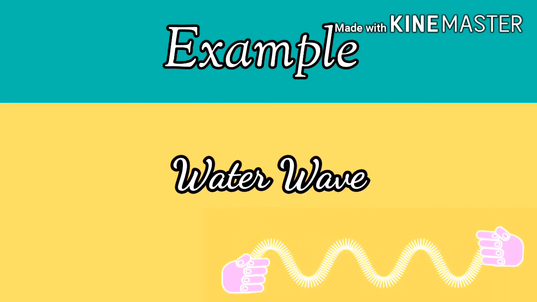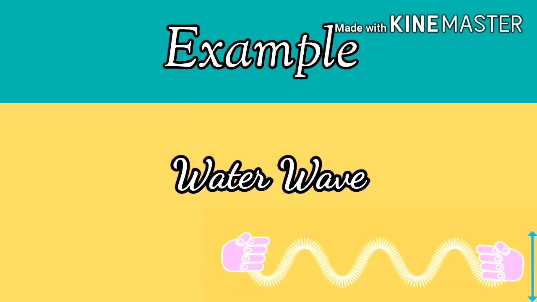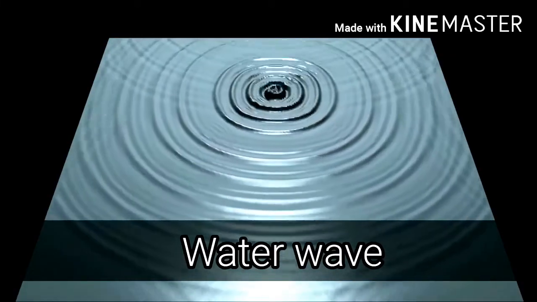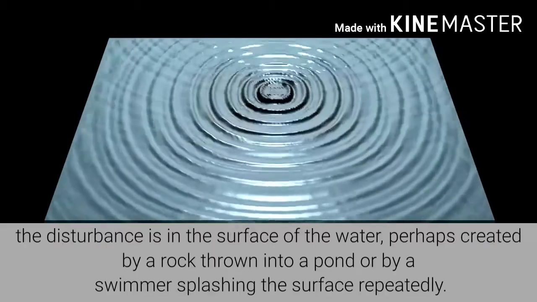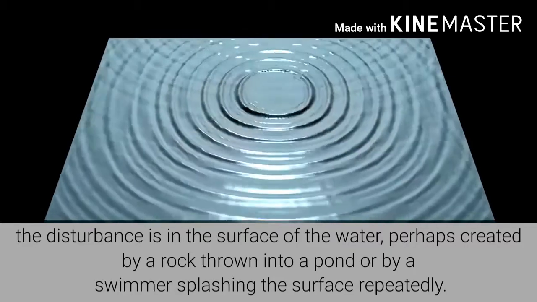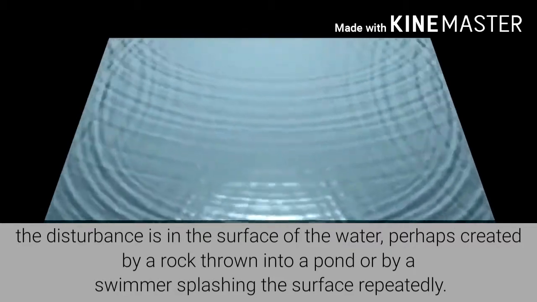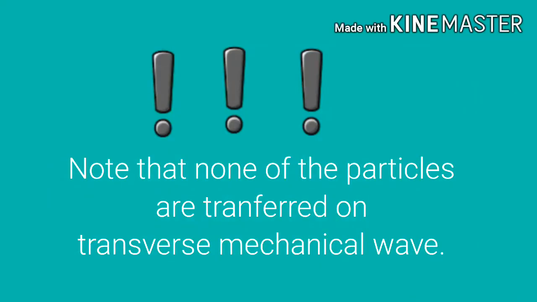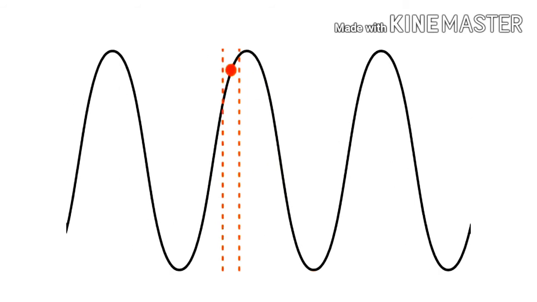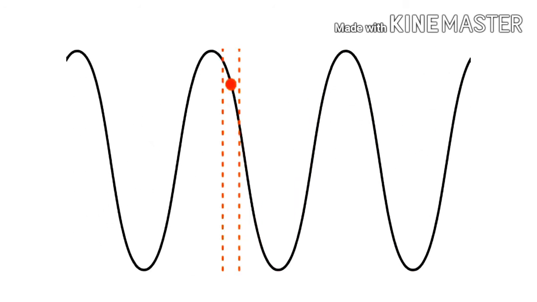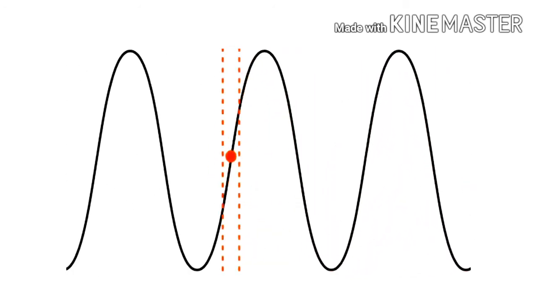An example of it is the water wave. Now I want you to observe the movement of the water. You will observe that as the object hits the surface of the water, there is a continual disturbance that creates a wave crest. The disturbance is on the surface of the water, created by an object. We must always remember that none of the particles are transferred in a transverse mechanical wave. Instead, they move up and down, perpendicular to the direction of the wave, as the wave is transmitted through the medium.